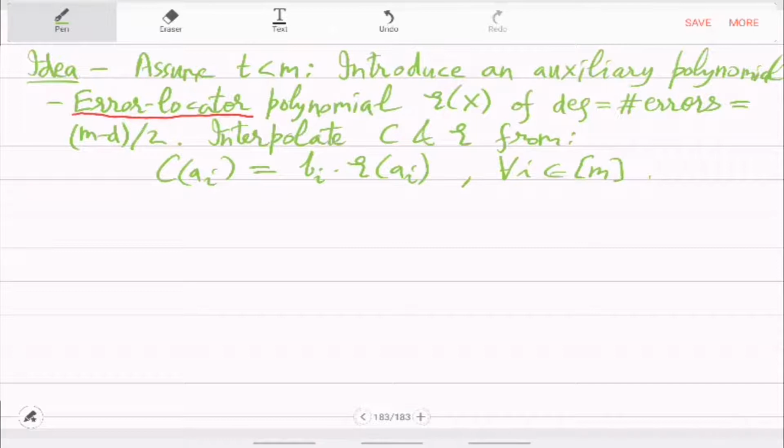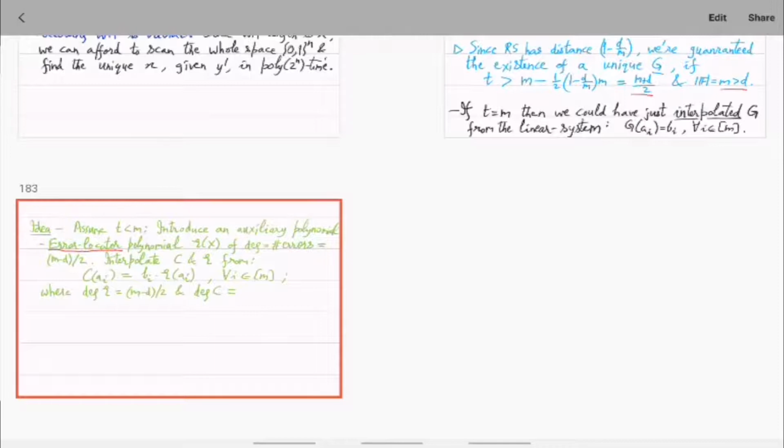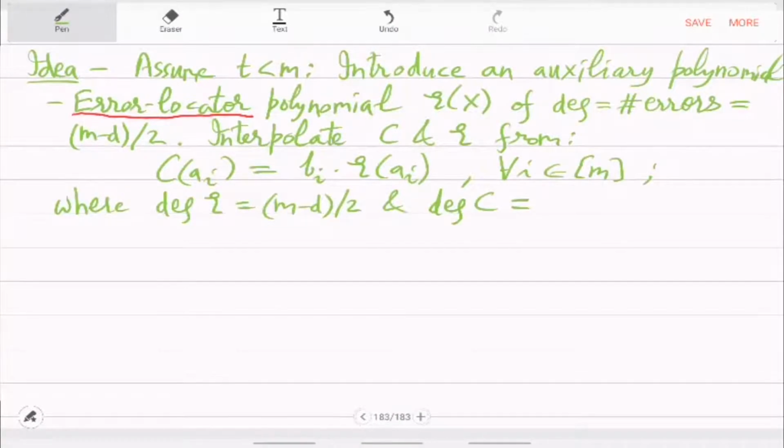across all i's you have now M constraints, where degree of E is already set to (M minus D) by 2, and degree of C is supposed to mimic G. Okay, so now C will mimic something like G times E. So this will be degree of G times E. So that degree will be D plus (M minus D) by 2, which is equal to (M plus D) by 2.